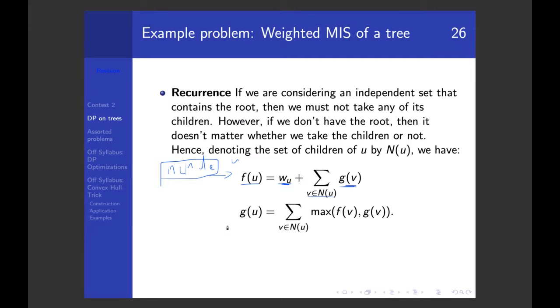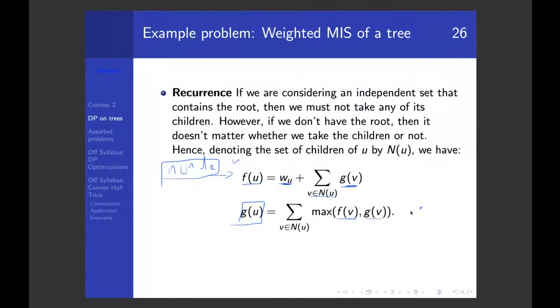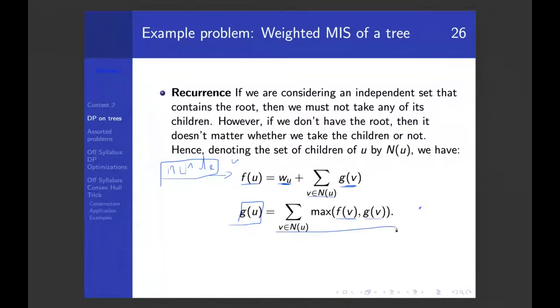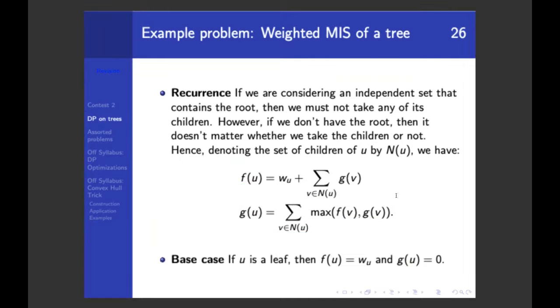If we don't include ourselves, then for each child, it's a maximum of, well, include that child or don't include it. Because if we don't include some node u, we're not necessarily obliged to take the children. We can take them, we cannot take them. So for each child, we do the maximum of take and not take and add them up. And that's essentially the DP described. If you have any questions, let me know. Otherwise, we'll keep analyzing it.